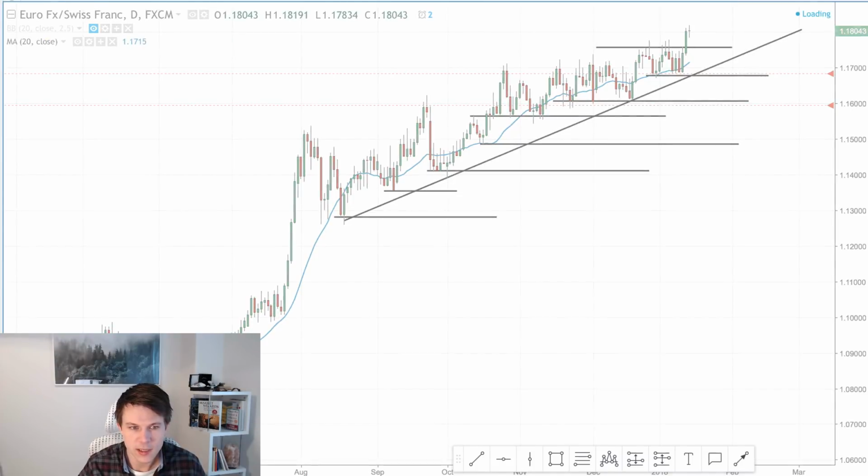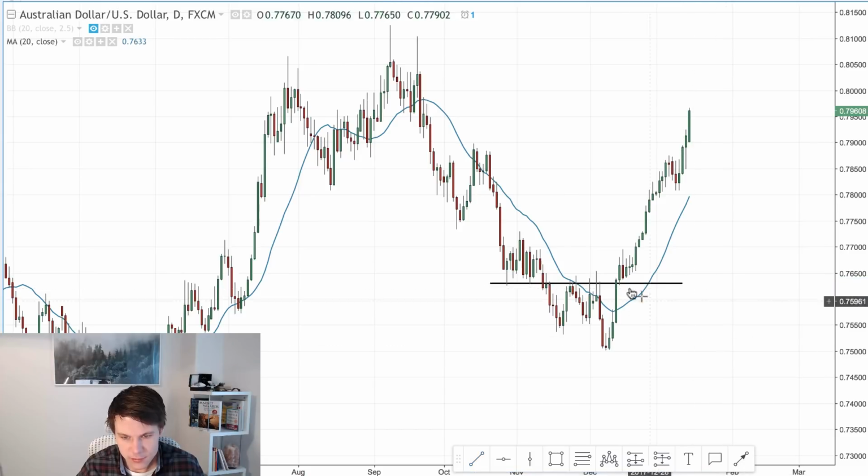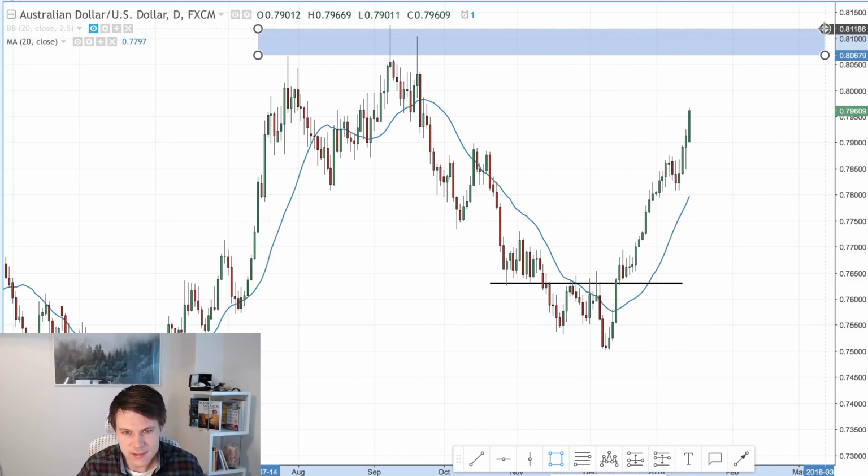Then let's take a look at the Aussie US dollar and find some levels here. Very nice trend structure. If you are a pro member, you will remember. I know a few people took that trade. Very good reversal structure here. Good trend following entry then. Long. And now where can we find resistance?